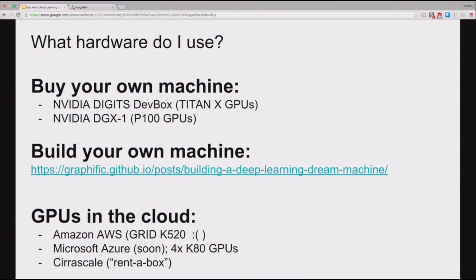The first consideration you might have if you want to run these networks is, what hardware do I use? Some of the options available to you: first of all, you can just buy a machine. For example, NVIDIA has these DIGITS DevBoxes that you can buy. They have Titan X GPUs, which are strong GPUs. If you're much more ambitious, you can buy the DGX-1, which has the newest Pascal P100 GPUs. Unfortunately, the DGX-1 is about $130,000. So this is kind of an expensive supercomputer. But the DIGITS DevBox, I think, is more accessible. And so that's one option you can go with.